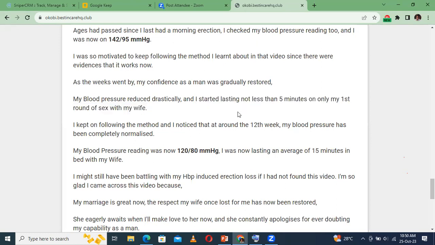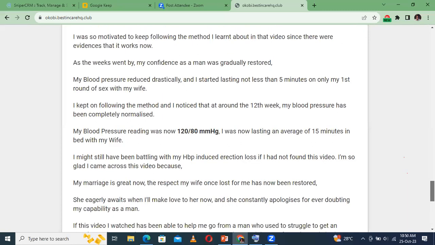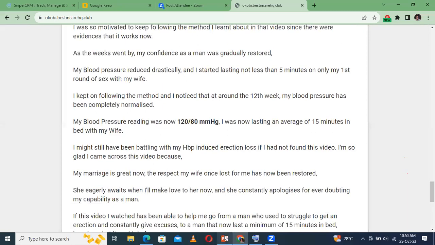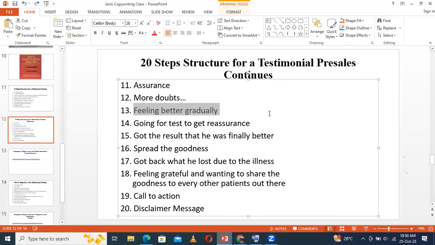So I kept on following the method, and I noticed that around the 12th week, my blood pressure had been completely normalized. My blood pressure reading was now 120/80 mmHg. I was now lasting an average of 15 minutes in bed with my wife. So what number are we now? Let me go. Number 15, right? Number 15.